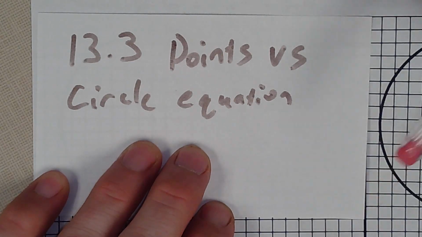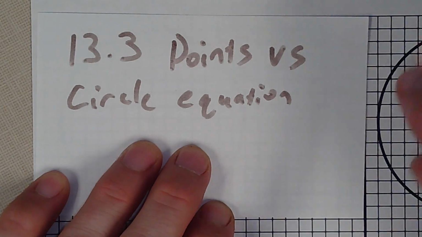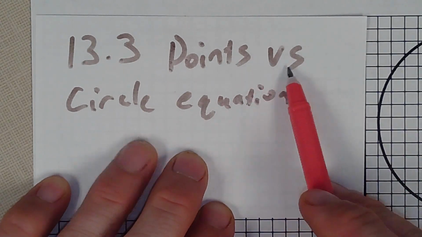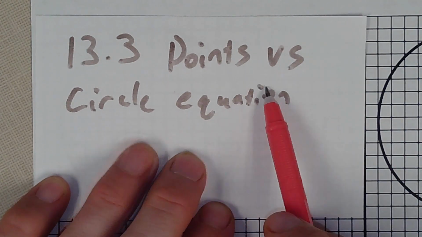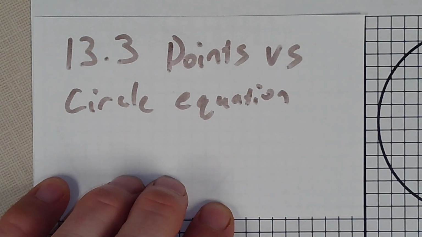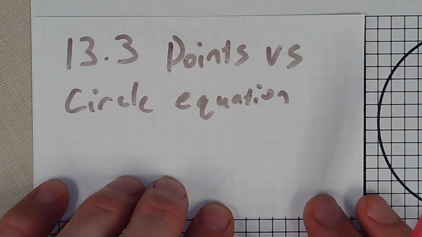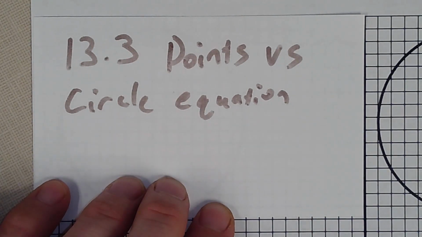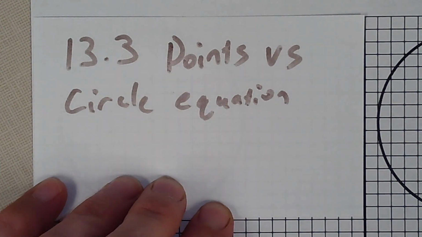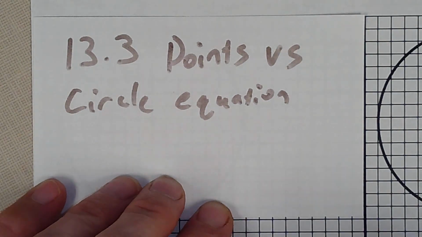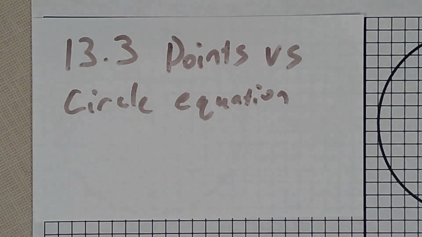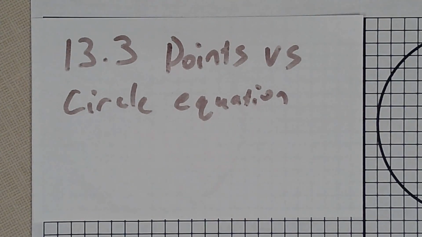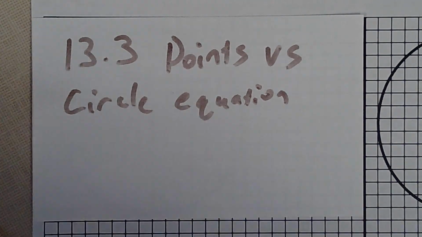Alright, so this is 13.3, and we're going to be talking about coordinate points versus a circle equation. Given an equation of a circle and some coordinate points, you should be able to identify if those points are inside the circumference of a circle, on the circumference of a circle, or outside the circumference of that circle.